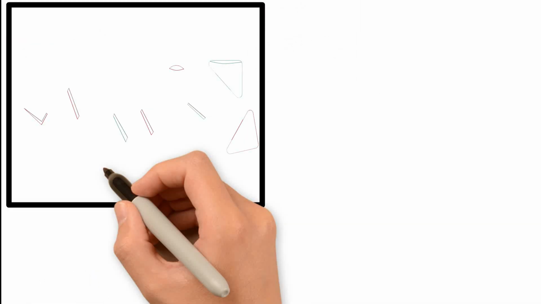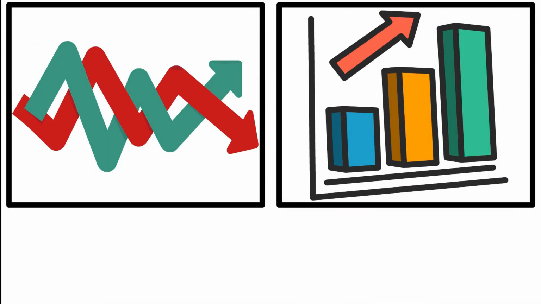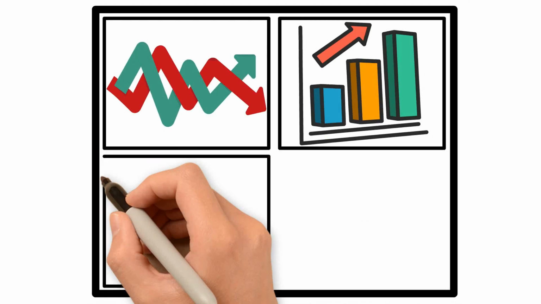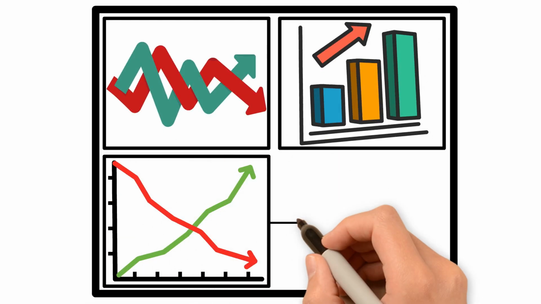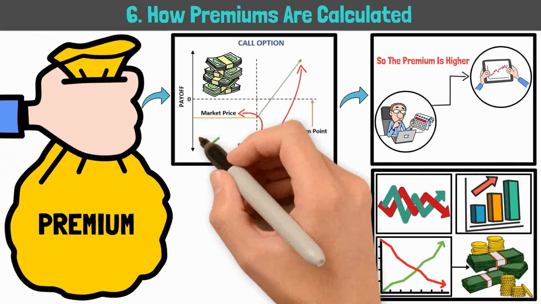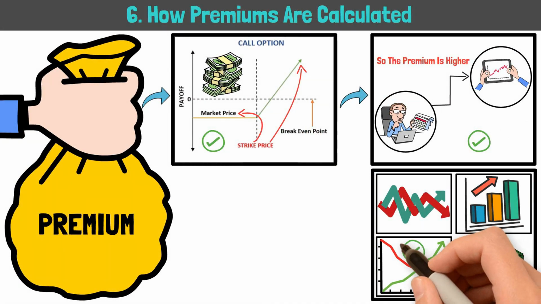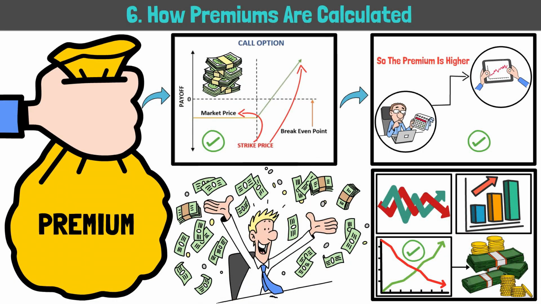Lastly, the stock's expected price volatility, or how much its price is predicted to jump around, also affects the premium. Stocks that are expected to have big price changes cost more to gamble on because they offer a chance at higher profits. All these factors come together to set the premium price, balancing the risk and potential reward for both the buyer and the seller.